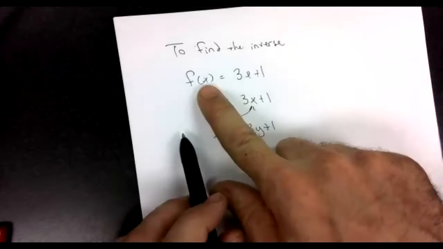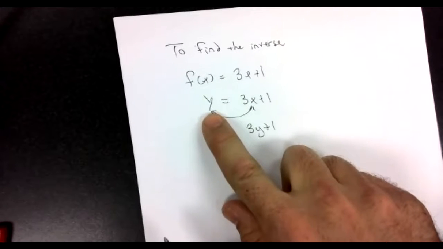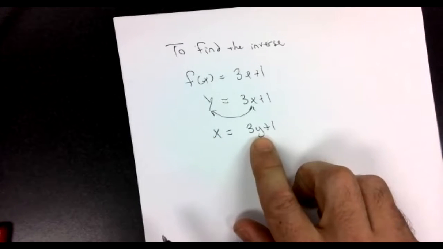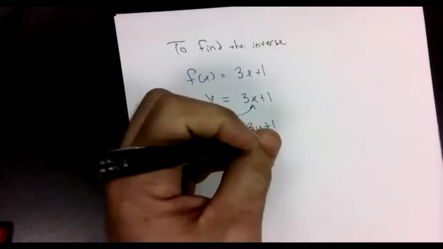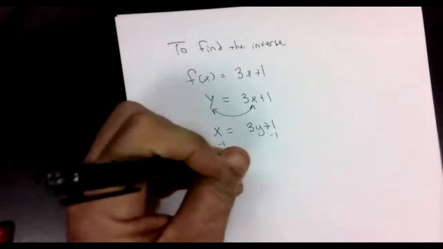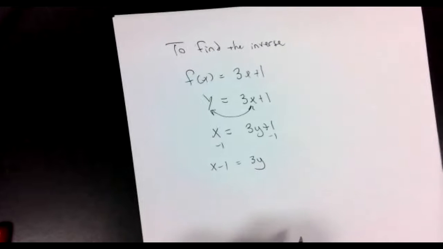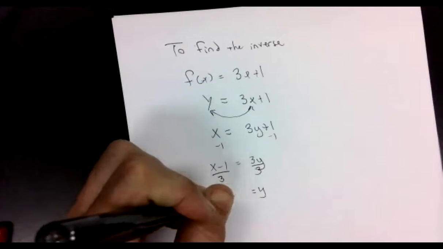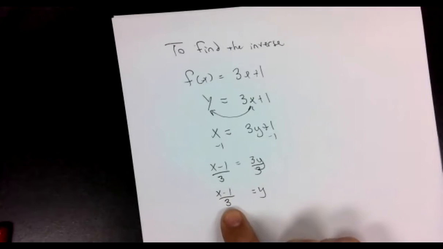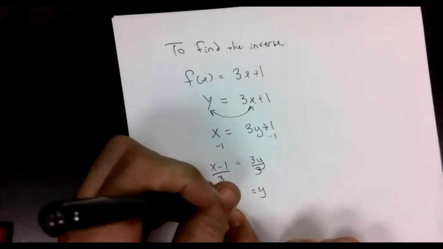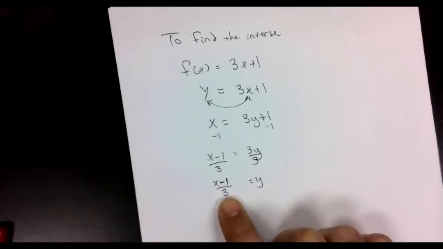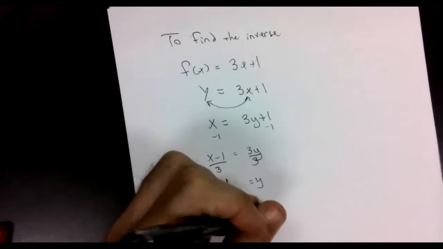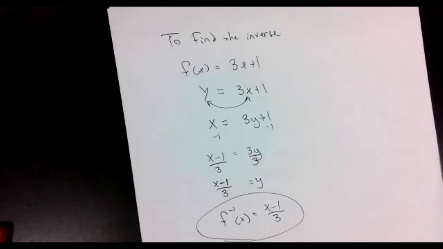Okay, anyway, so far, again, we just replaced f of x with y. Then we swapped our x's and our y's. And now we have to get y by itself. So typical equation solving, if I subtract 1 from both sides, divide everything by 3, then this is my inverse function, this x minus 1 over 3. So the way we would write that is f to the negative 1 of x, and then we would write that inverse function.